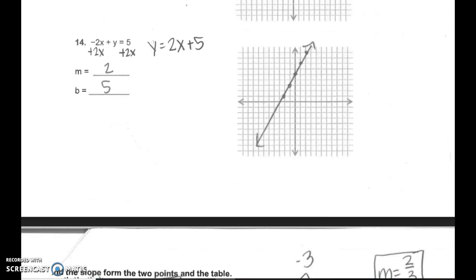And number 14, notice this one is not in slope-intercept form, so we just have to add 2x to both sides and solve for y. So y equals 2x plus 5. Plot a point at 5 on the y-axis. To count your slope, you go up 2 over 1, up 2 over 1, or from that same point, down 2, back 1, down 2, back 1, and then connect your points and make your line.